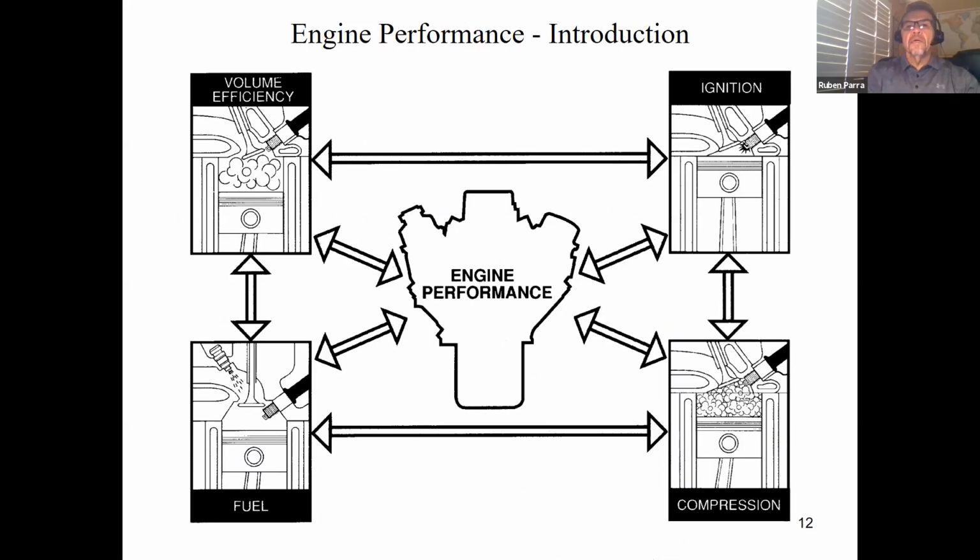All right, so I had talked about a triangle. The other way to think about this is as a representation. We have to make sure that we have volumetric efficiency. We have all that air coming in at the correct time. These two go together: volumetric efficiency and fuel, the air and the fuel go together. So that's actually one on the left-hand side here. And then we have ignition and we have compression. All of these have to be functioning at their optimum.